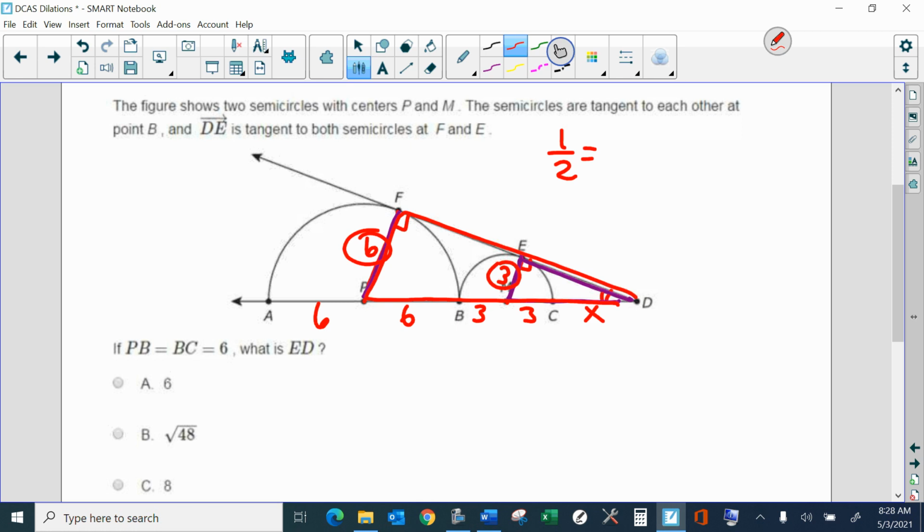Okay, so the small one is this length from here to here. That's X plus 3. And then the full length there is X plus 12.